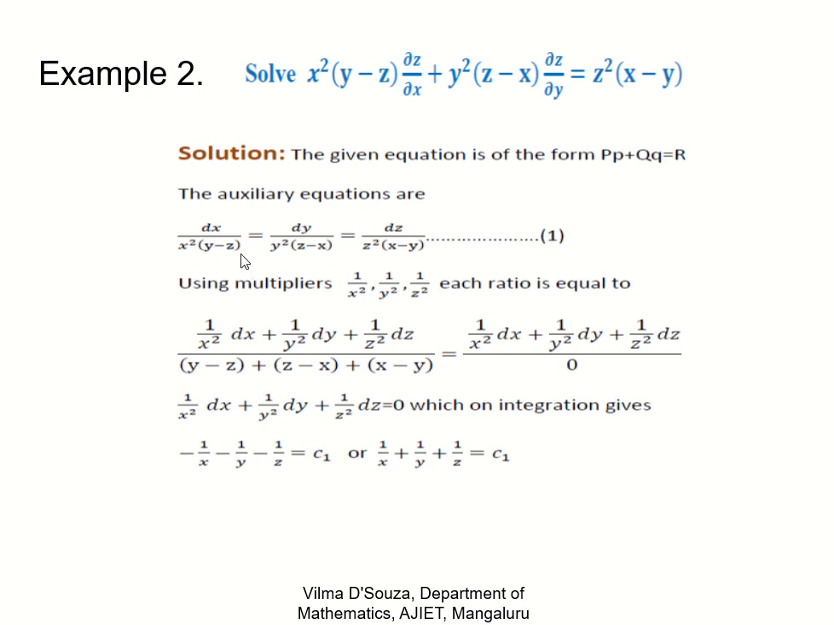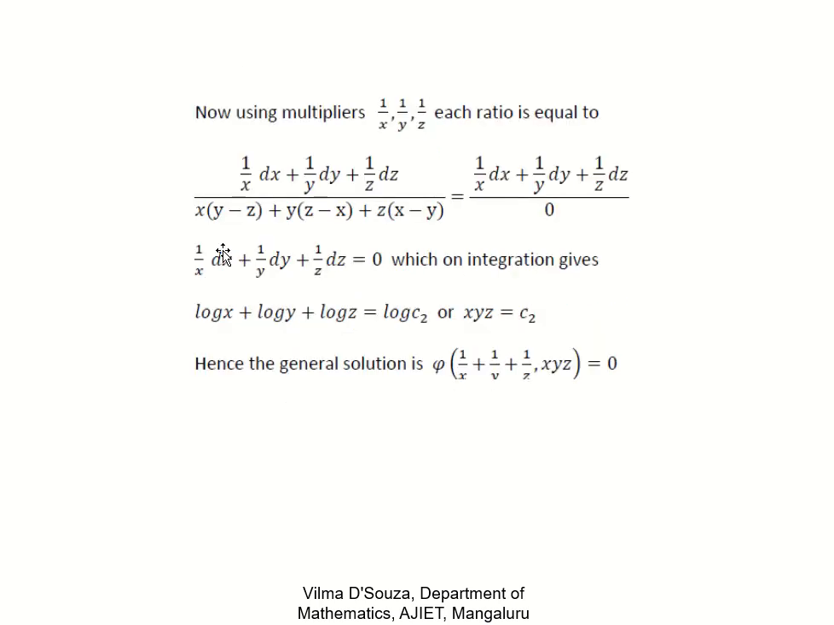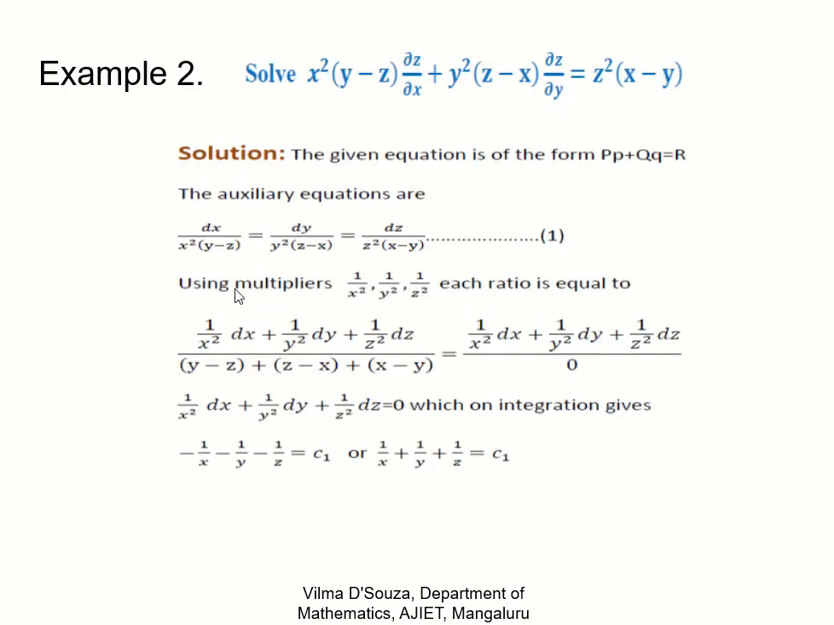Right? So if you use the multipliers here, I mean to say, if you use the multipliers 1 by x square, 1 by y square, 1 by z square, x square, y square, z square get cancelled, y minus z plus z minus x minus y will remain. That will be equal to 0.